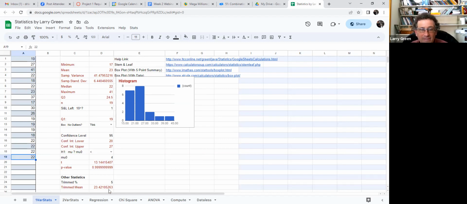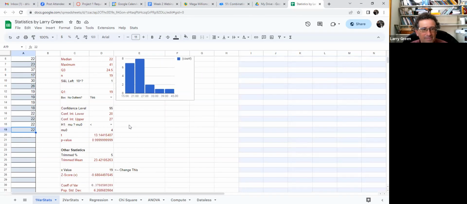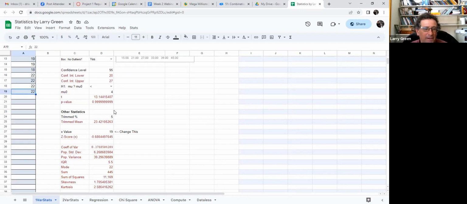Okay, and this will give you the information you need. So it gives you the minimum, the mean, the variance. Variance you don't really need, the standard deviation you need, the median, maximum, Q3, and the sample size. Q1 you need. We don't need any of this confidence level stuff or p-value or any of that. We do need a z-score. Do not use this number that's already in there. You need to put your own number in there. That will help you find outliers. It'll also help you find numbers that might be important for your project. And then you can get the z-score for that. Okay. Any questions about the spreadsheet?